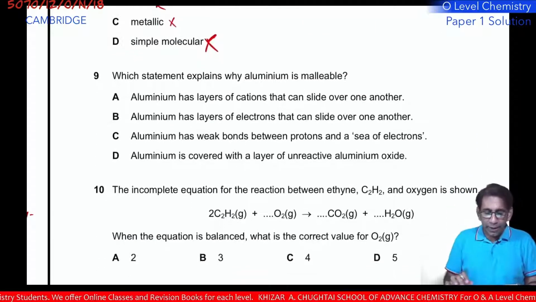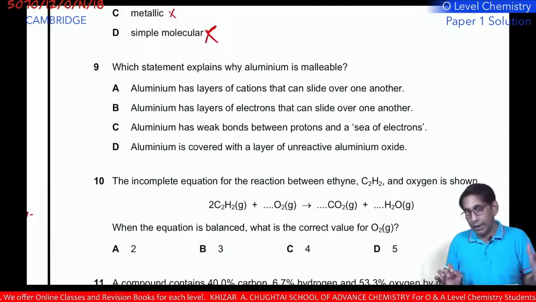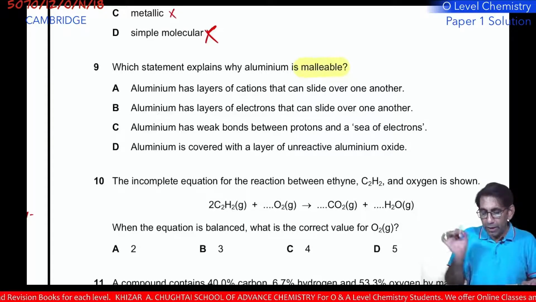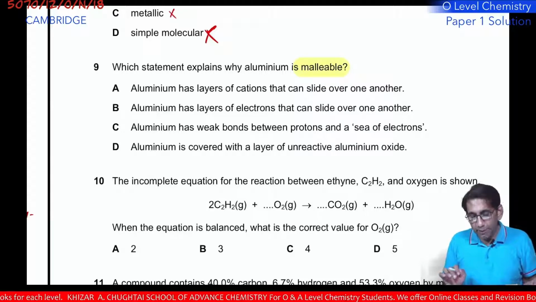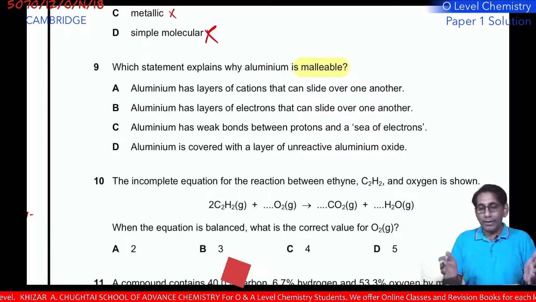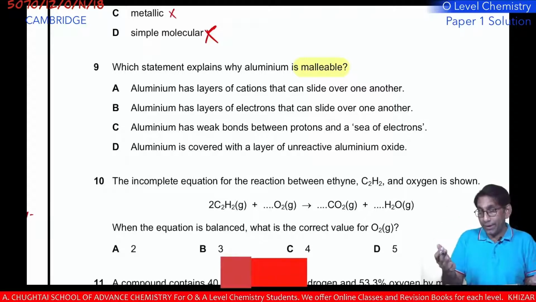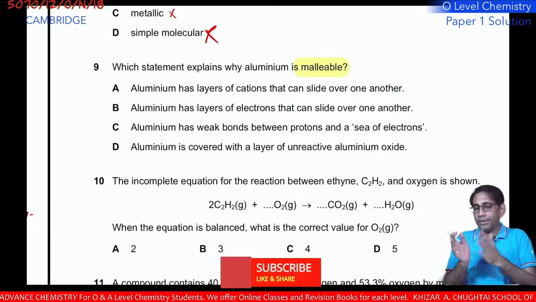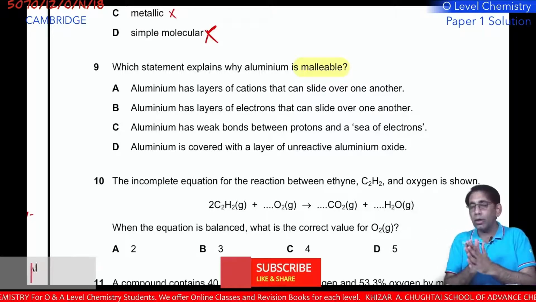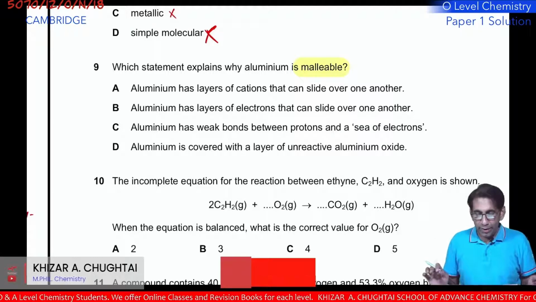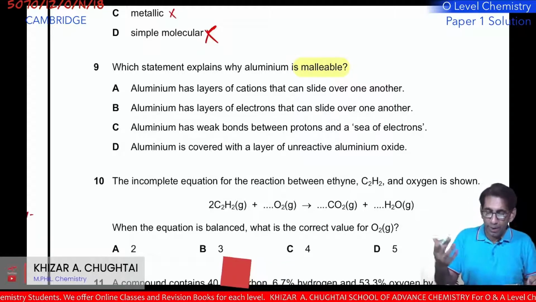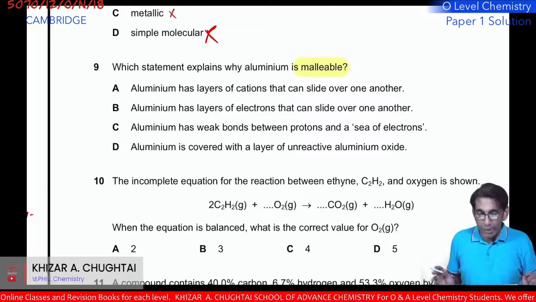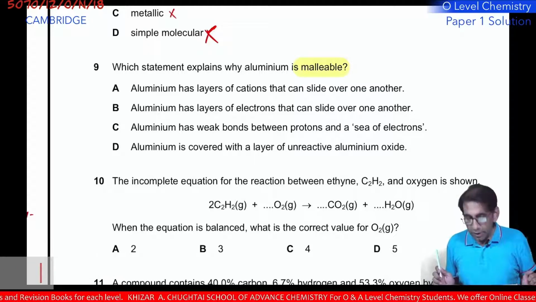Question number 9. This statement explains why aluminium is malleable. You know what malleability is? Malleability is the property of metal because of having the layered structure. When this metal is hit with force, there is slipping of the layers. The layers can slide with respect to one another and the neighboring ones. So finally, the metal changes into a thin sheet. So this malleability is because of the layered structure of the positive ions in the metal.